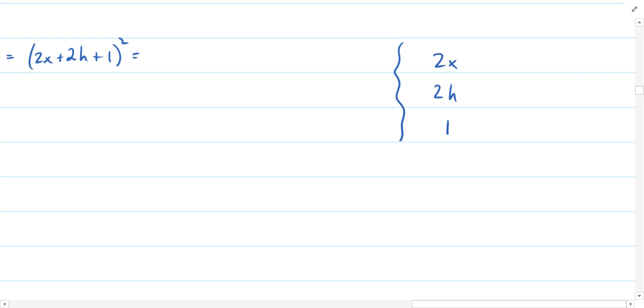I don't know if you've seen this before or if you've used this in the past, but I like this rather than distributing several times to make the product happen. So I'm just going to make a quick grid here. I know that 2x, 2h, and 1 have to multiply by 2x, 2h, and 1. So I'll just find all of their products here.